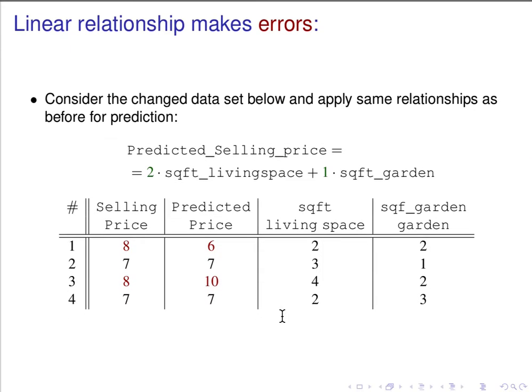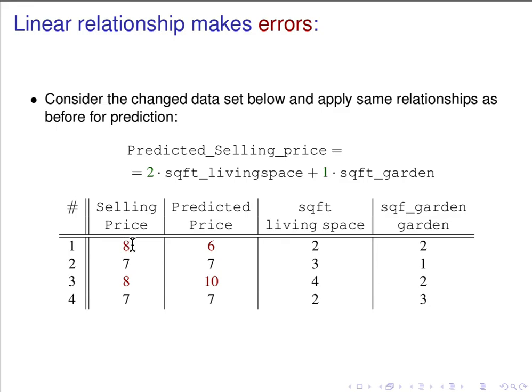Now, let's see how a linear relationship makes an error. Just take the linear relationship like before, but now in a more realistic situation where the data set has no exact way of prediction. So the linear relationship I look at is 2 times square foot living space plus 1 times square foot garden should be the predicted selling price.